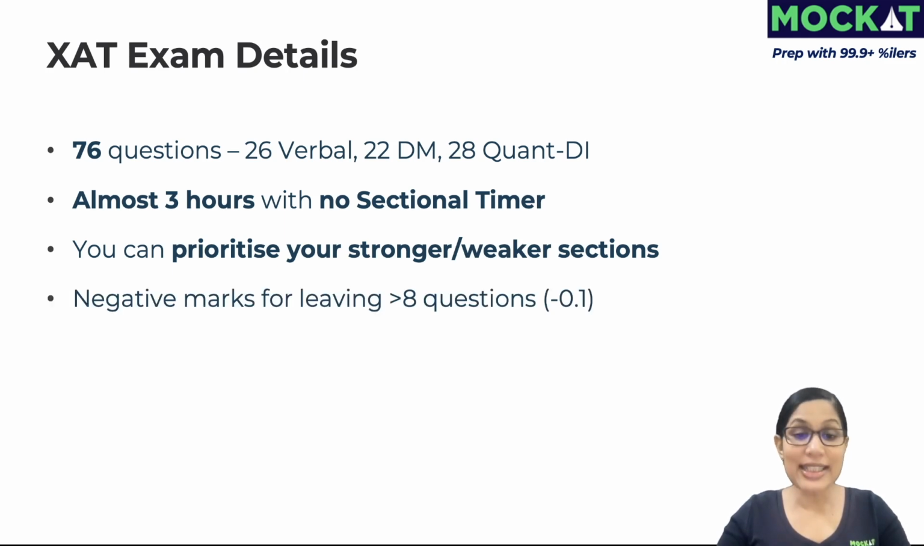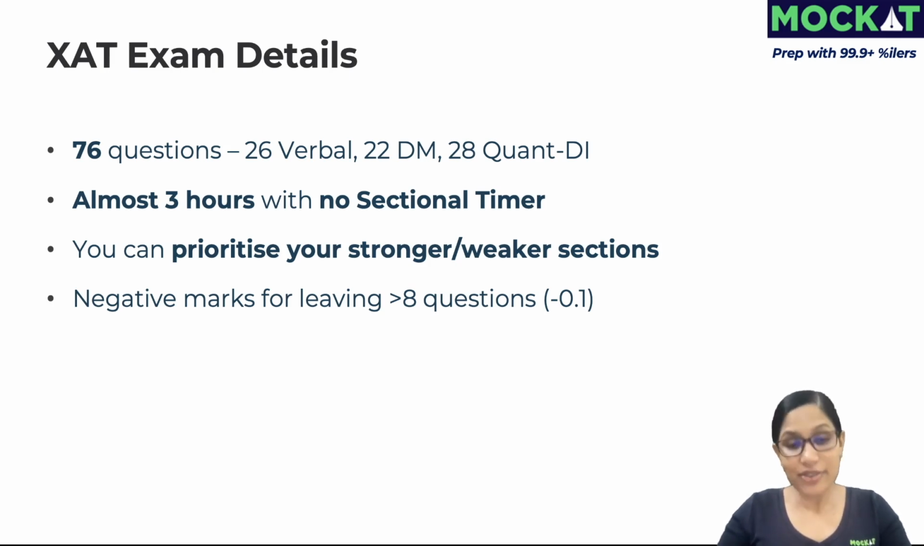Now, another unique thing in XAT is out of these 76 questions, we can leave a max of 8 questions unattempted. It's not that you can't leave questions unattempted, but if you're leaving more than 8 questions unattempted, typically there's a penalty and it's usually been 0.1 marks. So if you're leaving up to 8 questions unattempted, that is, you're solving 68 questions, that's fine. But the moment you've left, say, 10 questions unattempted, then you're getting minus 0.1 for the 9th and the 10th question. So that's a minus 0.2.